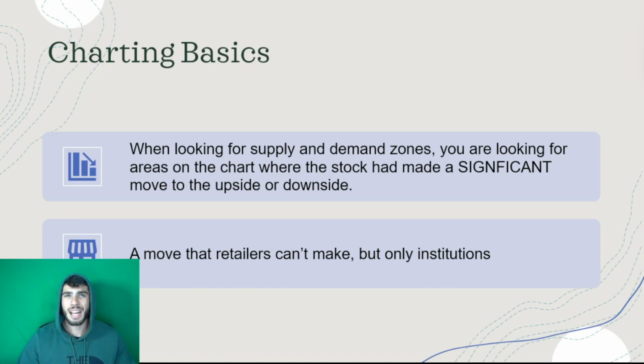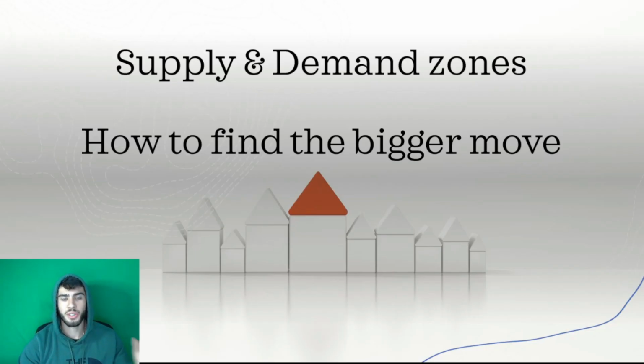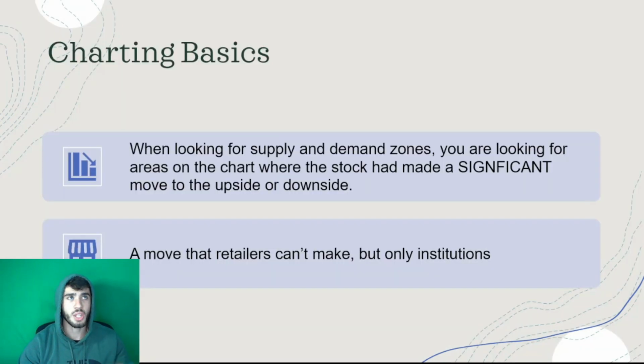I'm not going to waste any time. Supply and demand zones and how to find the bigger move. Now, this is a topic you don't want to miss out on, so make sure you watch all the way to the end, and I'm going to be showing you a real life example from today trading in the stock market. The charting basics. When looking for supply and demand zones, you are looking for areas on the chart where the stock has made a significant move to the upside or downside. We are looking for where institutions are moving the price, not retail traders. Retail traders will not make a big move like institutions and hedge funds will, so keep that in mind.